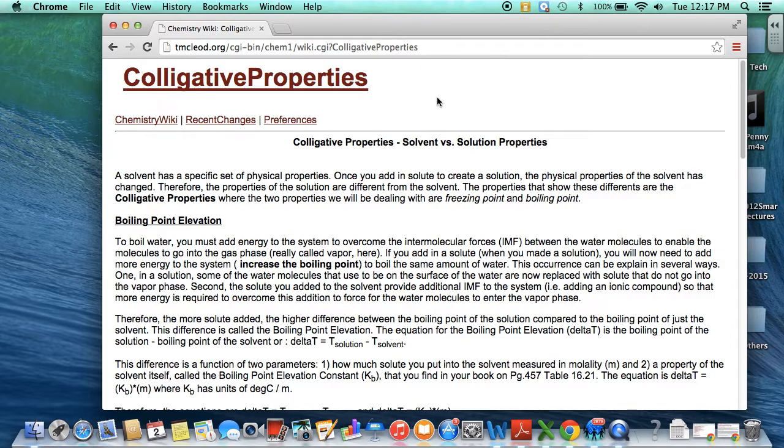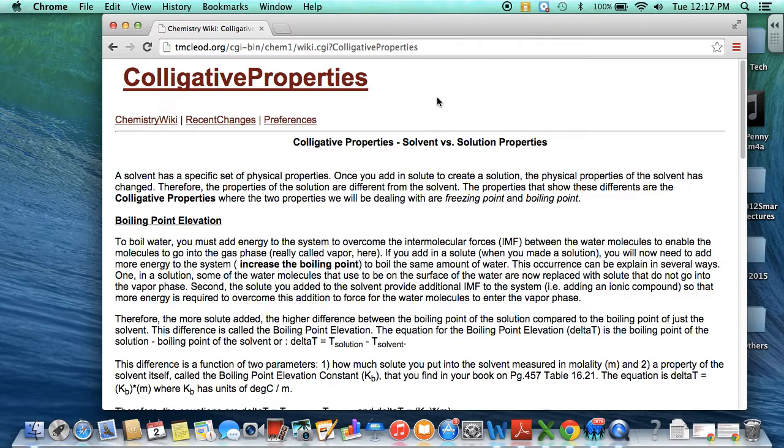So for that solvent particle that is now underneath the solute particle to go into the gas phase, it must go around the solute particle. So that requires more energy. So therefore, more energy means higher boiling point.